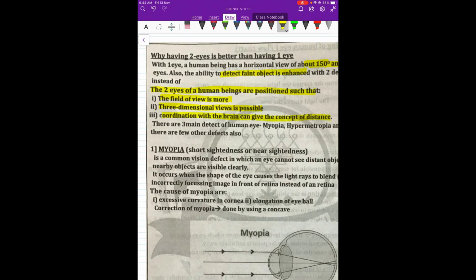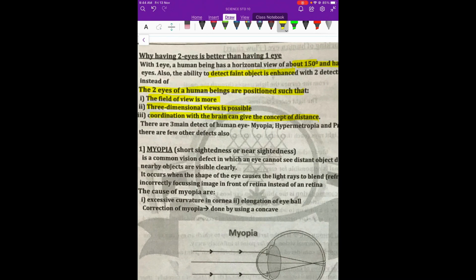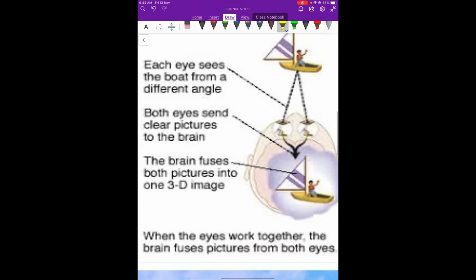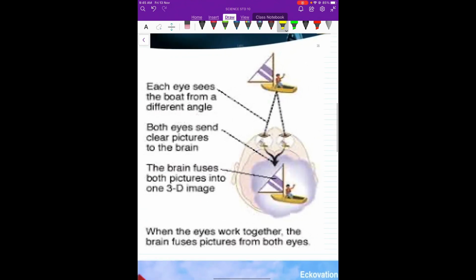We can easily say something is very near to me, or it is far off for me, maybe 100 meters, maybe 50 meters. How do you get that estimation? That estimation we get only because of the 3D effect. A picture is created in our brain. So we will just see how exactly an object is seen. If you see, there is a boat and there is a person, with 2 eyes.